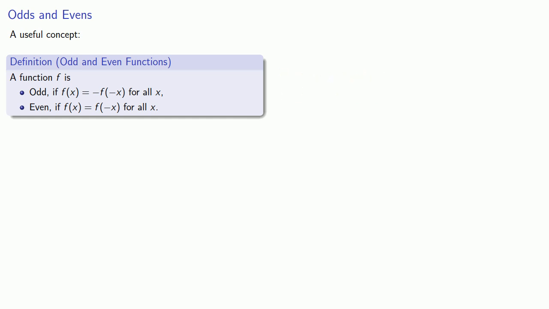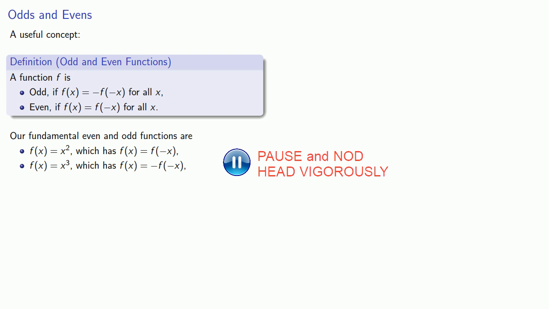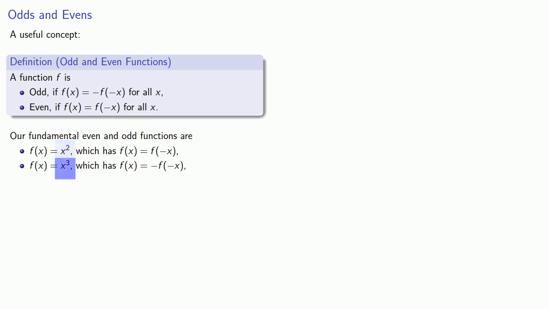The terms even and odd come from our fundamental even and odd functions, which are f of x equals x squared, which has f of x equals f of minus x, and f of x equals x to the third, which has f of x equal minus f of minus x. And so our fundamental even function has an even exponent, and our fundamental odd function has an odd exponent.